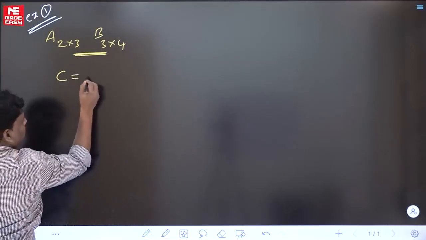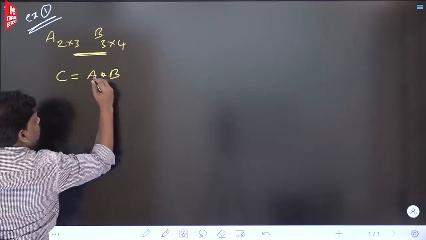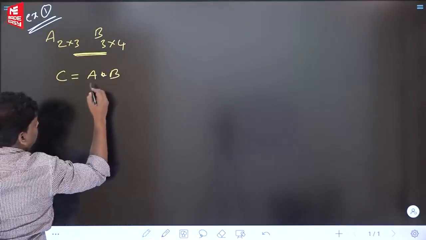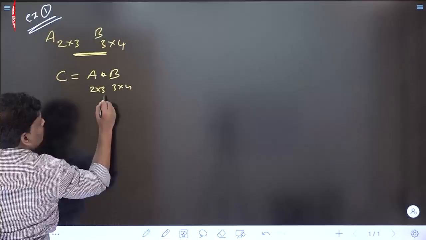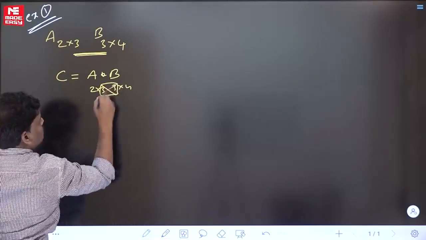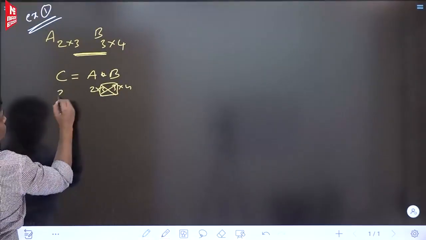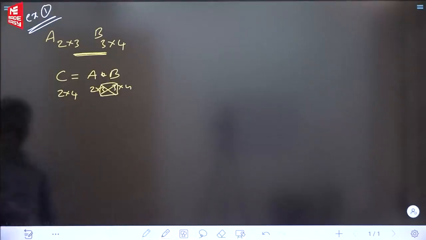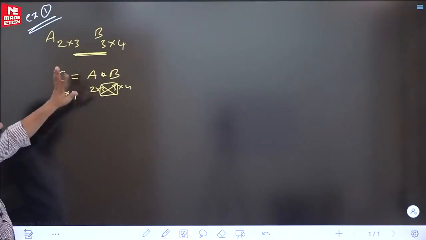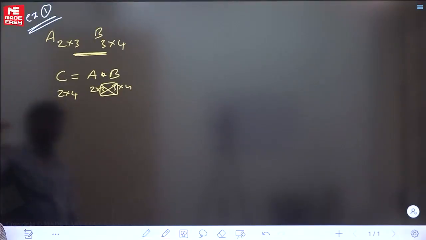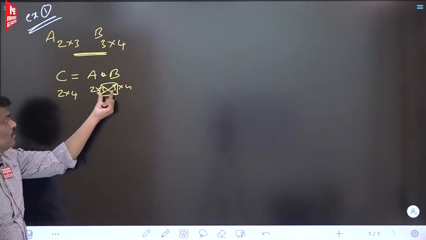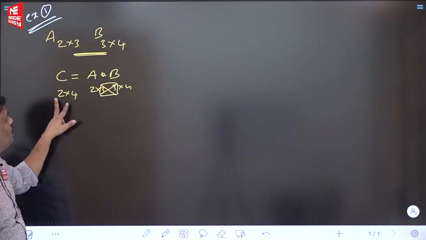Next one. C is equal to A into B, I want to do. Can you say what is the A size? 2 by 3. B size 3 by 4. If you cancel both, C size becomes 2 by 4. So I want to multiply A and B. Resultant matrix is C of size 2 by 4. The reason is these two are cancelled, then automatically these are right.